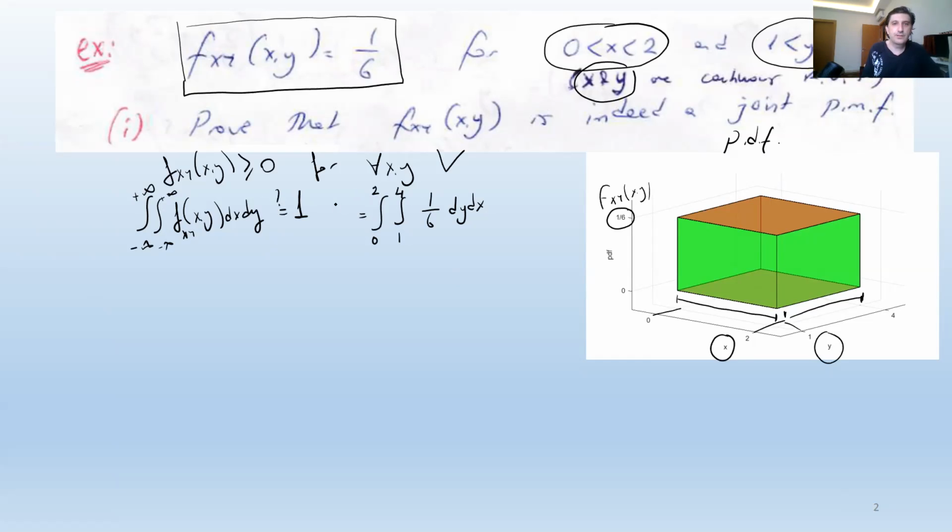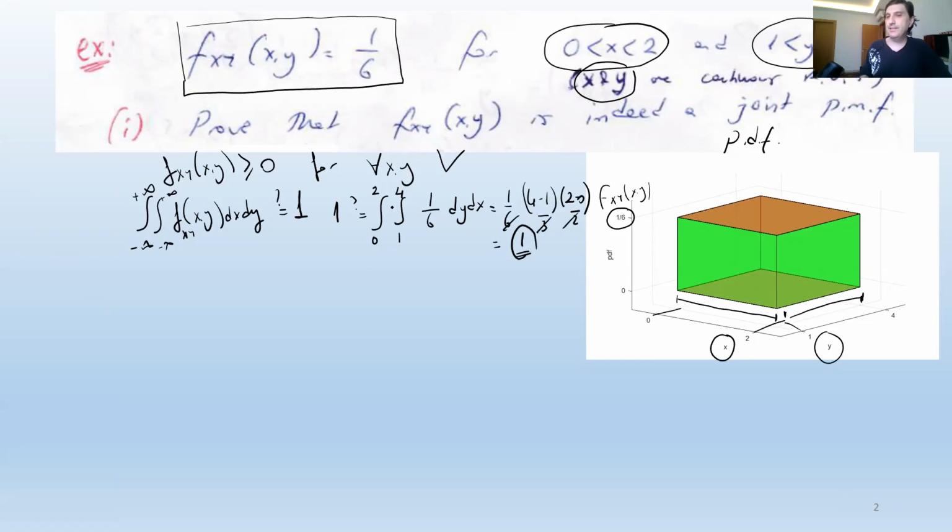So the next step is going to be 1/6 times, very simply, 4 minus 1 multiplied by 2 minus 0. If you do the calculation, this is 3 and this is 2, and they cancel, and it's going to be equal to 1.